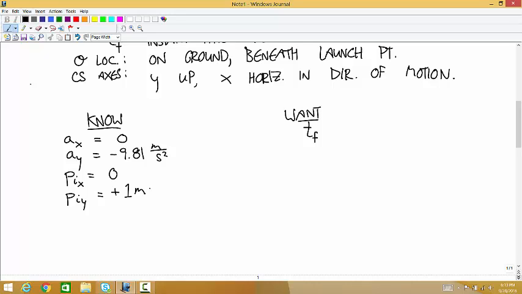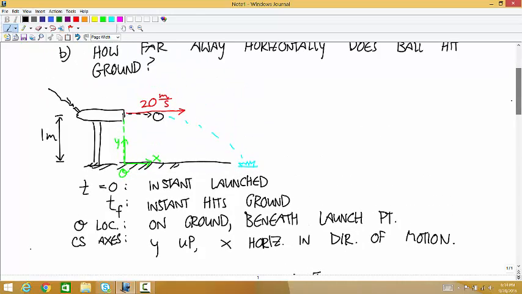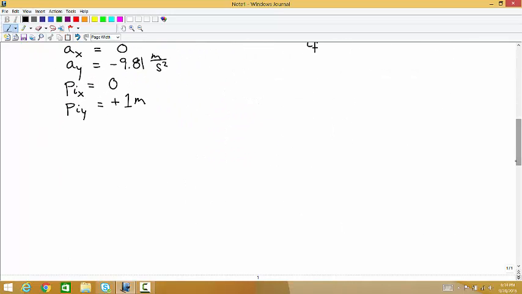Do we know anything about P final? Y is 0. So P final X is going to tell us how far away it lands. We don't know that, but we know it's on the ground when we get to time final. And the ground is a height of 0, a y position of 0. So PFY is equal to 0. We don't know PFX, and at least for part A, we don't care about that.